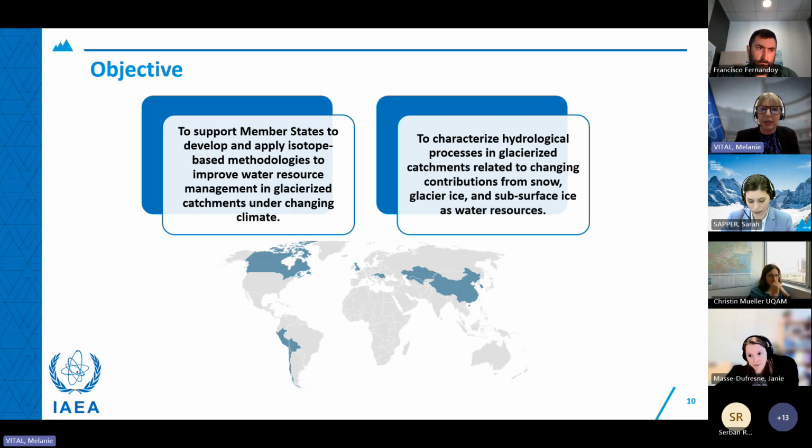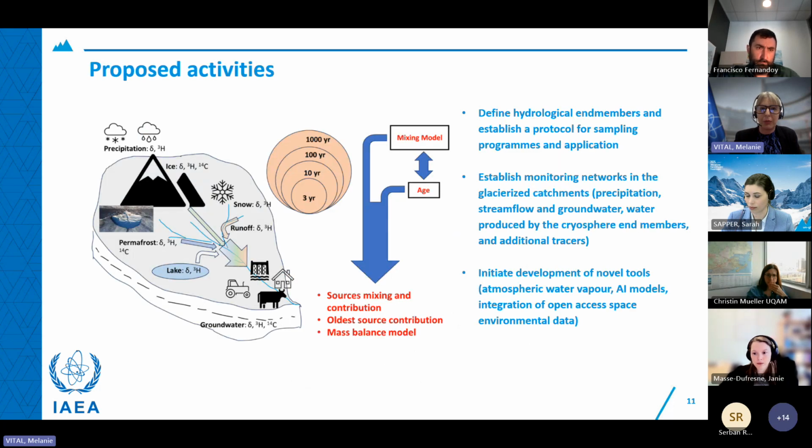This project includes many countries. For example, we have participants from China, Uzbekistan, Chile, Peru, Bolivia, Canada, Slovenia, and England. So it's a worldwide project with many different scientists working on the topic of glacierized catchments. The proposed activities are as follows.